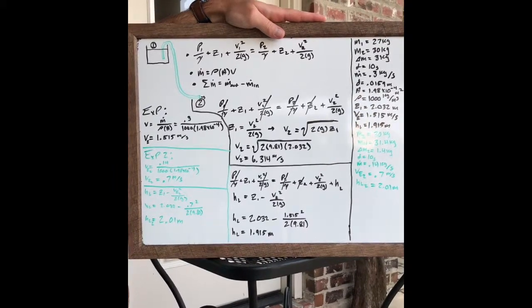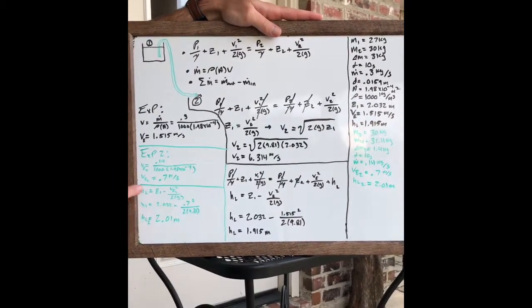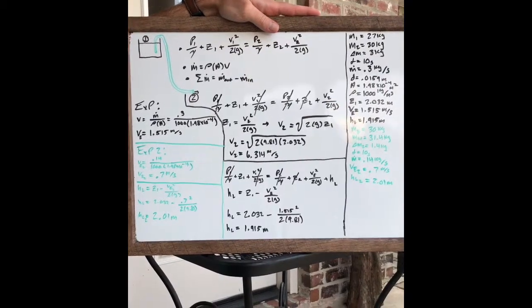0.14 kilograms per second. Are you colorblind? It's in blue. What are you talking about? It's green. I don't care.